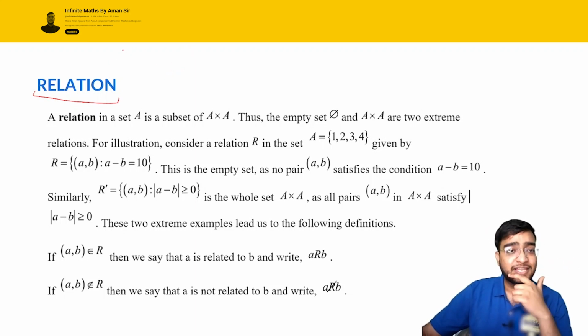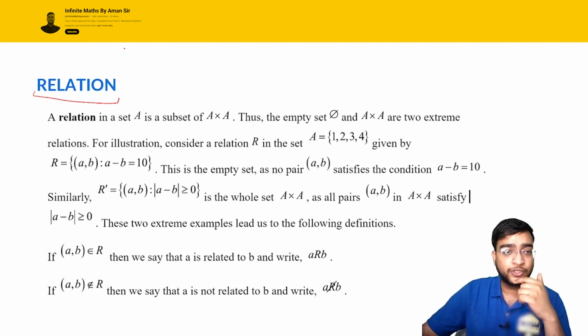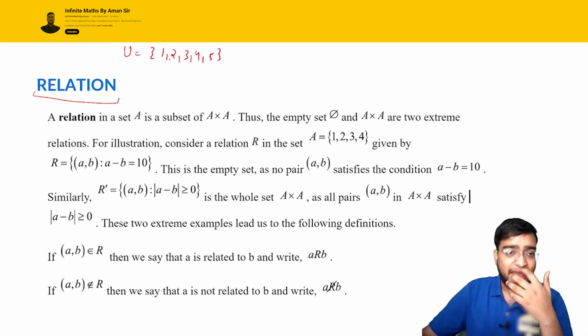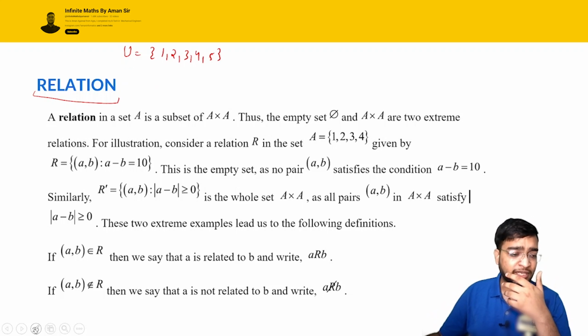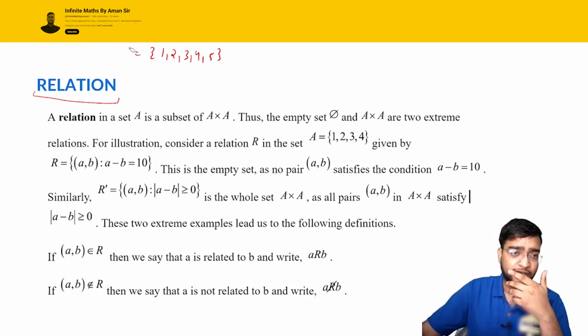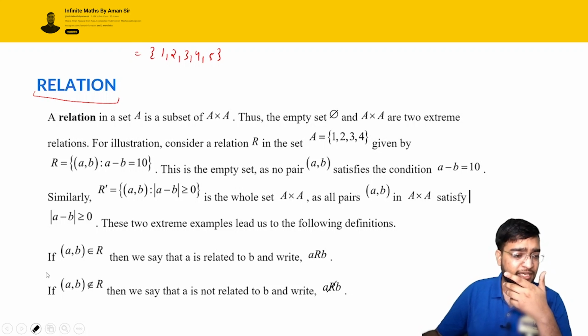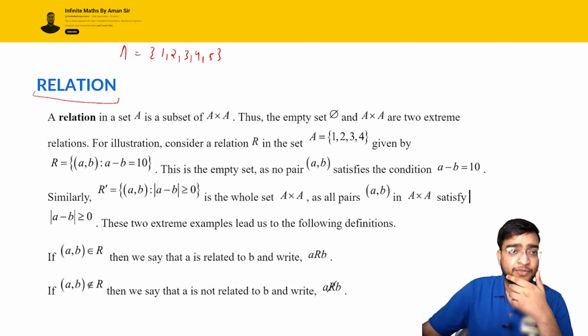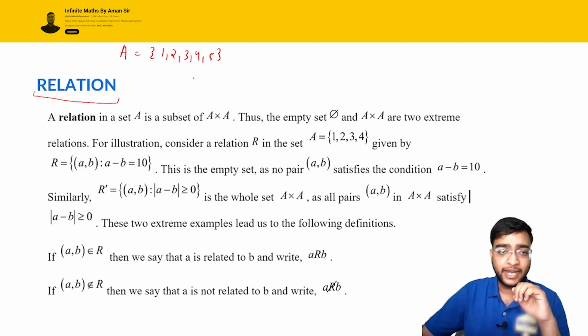Say there is one set, and that is 1 2 3 4 5. I'm not taking this as a universal set. I can say this is my set A here. Not U, I'm just taking it as a set. The elements given in this set A are 1 2 3 4 5.